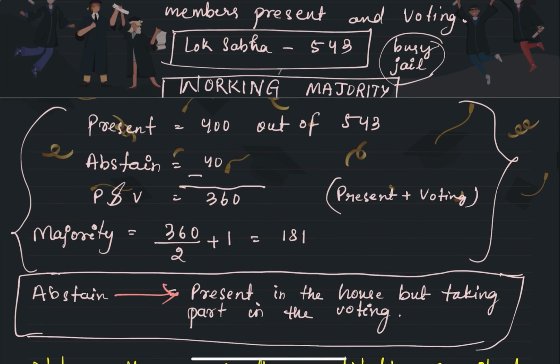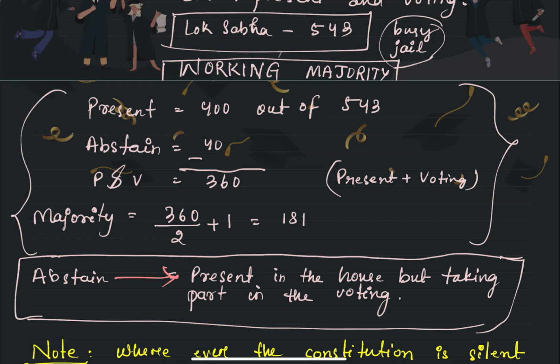So let's take an example. 400 members are present out of 543 and 40 have abstained. So now present and voting would be 400 minus 40, that is 360. So the simple majority is calculated as 360 divided by 2 plus 1, that is 181. Now you may ask, what is abstain? Abstain is nothing but those members who are present in the house but are not taking part in the voting.